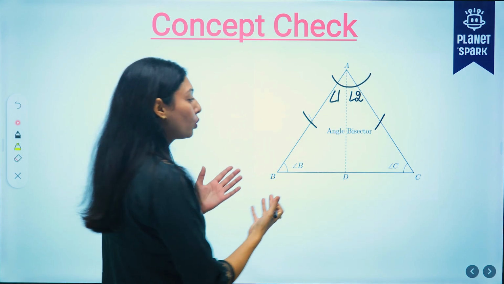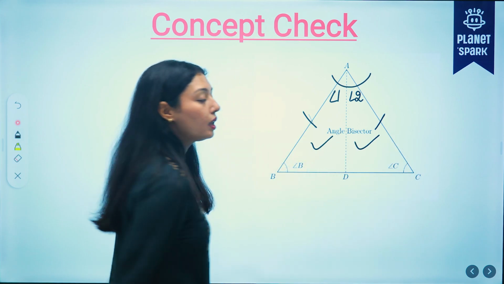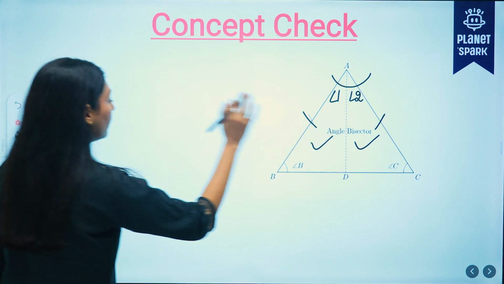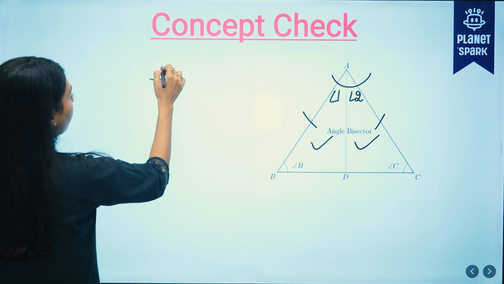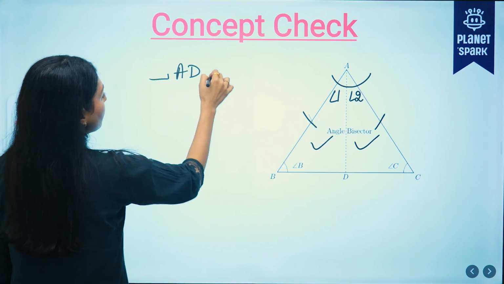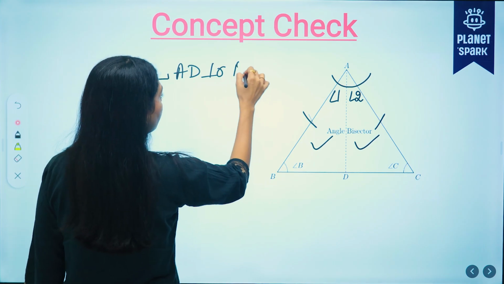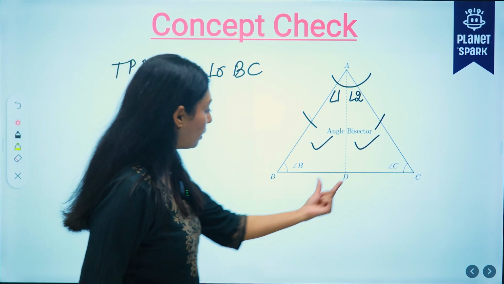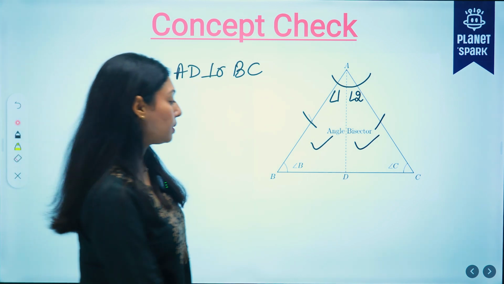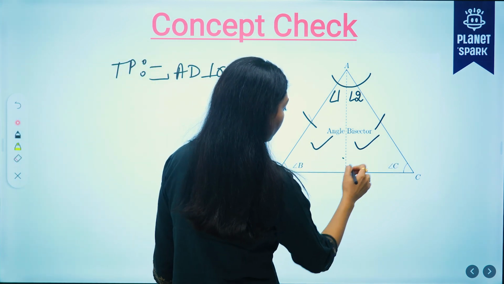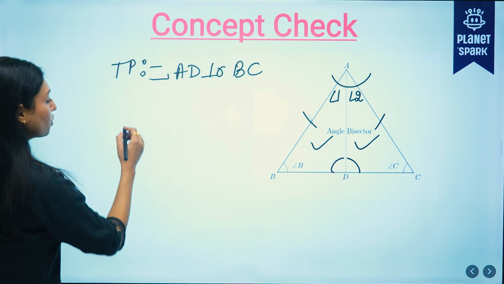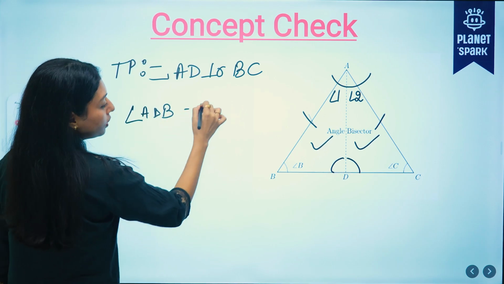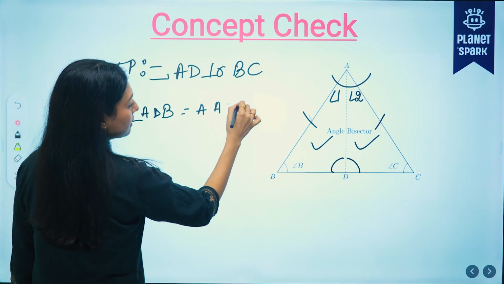So easily, just like the proof we did there, we can prove these two triangles to be congruent, right? If these two triangles are congruent, let's say you have to prove here that AD is perpendicular to BC. How are we going to prove it? We know that these two angles will also be equal by CPCT. Angle B and angle C will be equal. Let's write that: angle ADB is equal to angle ACD.